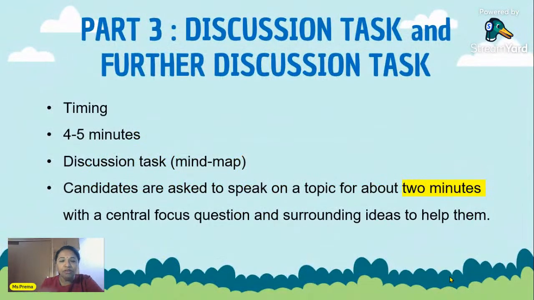So let's see the timing again, 4 to 5 minutes, and it's a discussion task at the beginning. If you carefully see part 3, there are 3 divisions of the task. I'll show you one by one. I won't call it 3 parts or 3 sections or 3 phases. It's just there, you can see some kind of 3 divisions. The first division will be the discussion task using the mind map. The mind map will be given to you. Like part 1, the teacher won't give you any material.